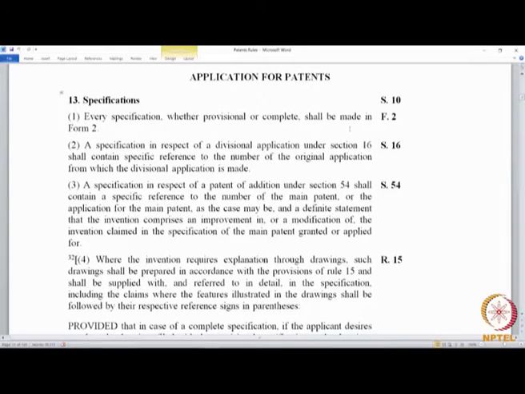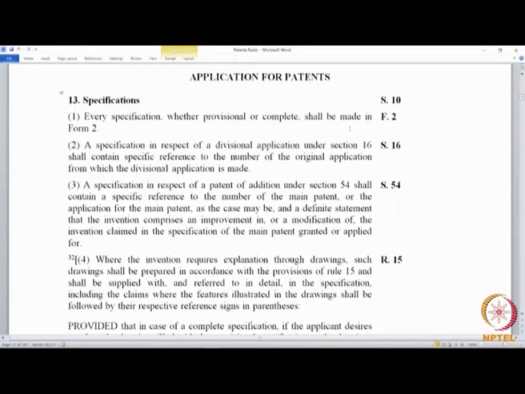Similarly, in the case of a patent of addition, a patent of addition is a patent for an improvement that can be filed after the original application is filed. So, if there is an improvement to an existing invention, there is no need for a person to file a fresh application and file a fresh patent. A patent of addition gives the advantage to the applicant to just add that additional improvement as a part of an earlier application.